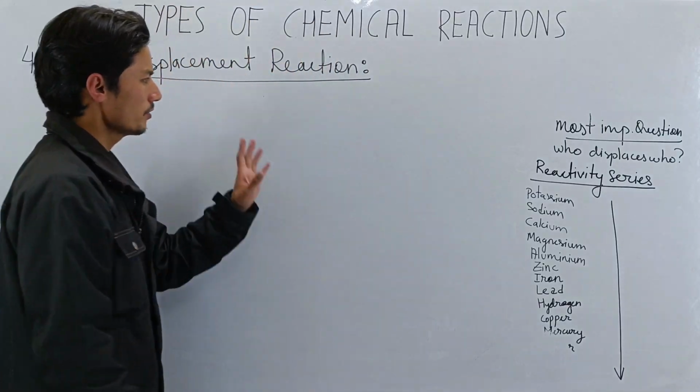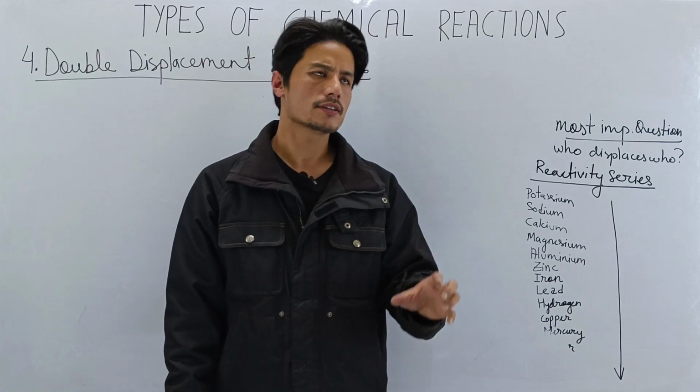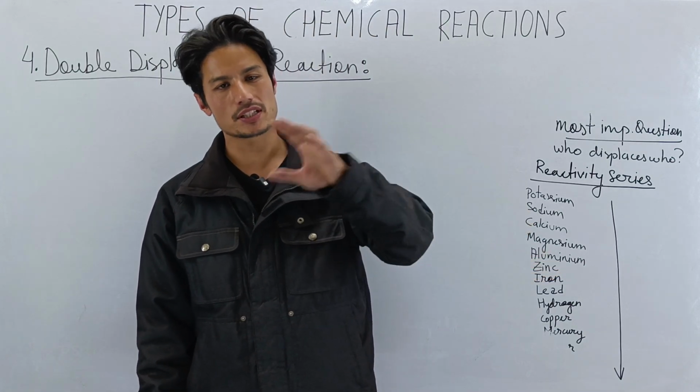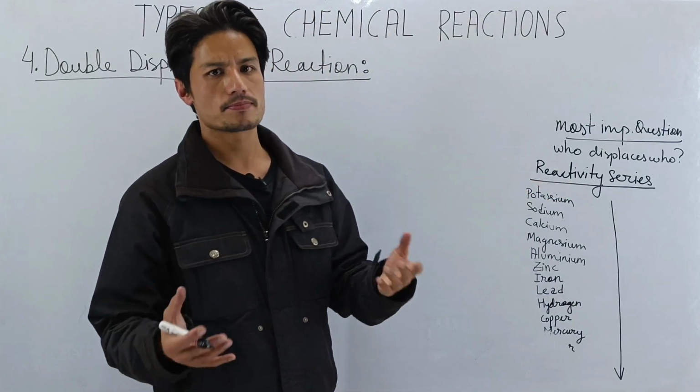Okay. So the definition of double displacement reads like this. It is a type of chemical reaction where a more reactive element from a compound displaces a less reactive element from the other compound. That is the definition of double displacement reaction.